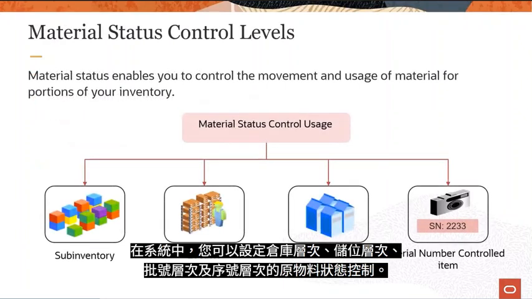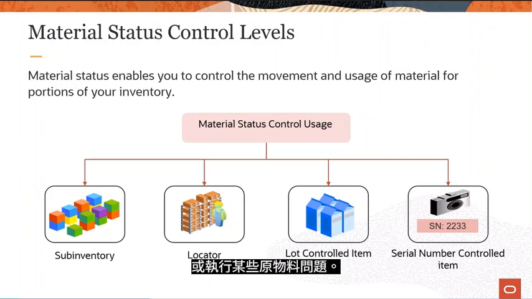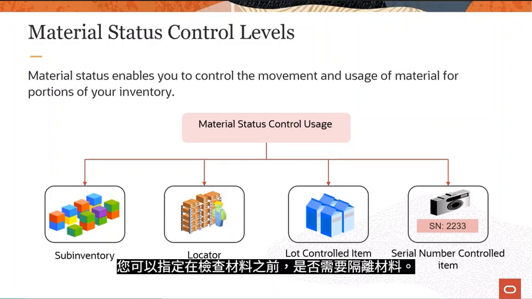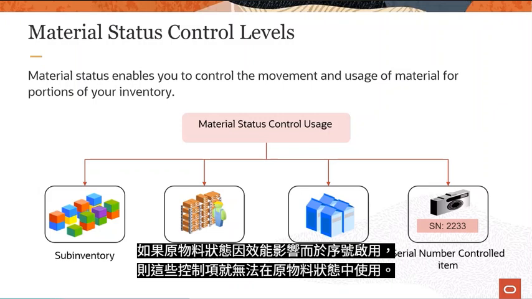Within the system, you can set up the material status controls at the subinventory level, locator level, lot level, and serial level. Using the material status controls enables you to control whether you can pick or ship an internal or sales order or do certain material issues. You can specify whether the material needs to be quarantined until you inspect it. Additionally, you can determine whether products with a particular status can be reserved, included in the ATP calculation, or netted in production planning. These controls are not available in the material status if it's enabled at the serial number because of performance implications.